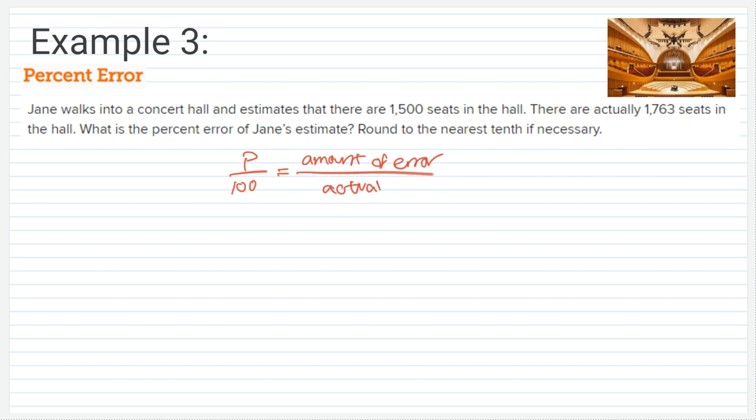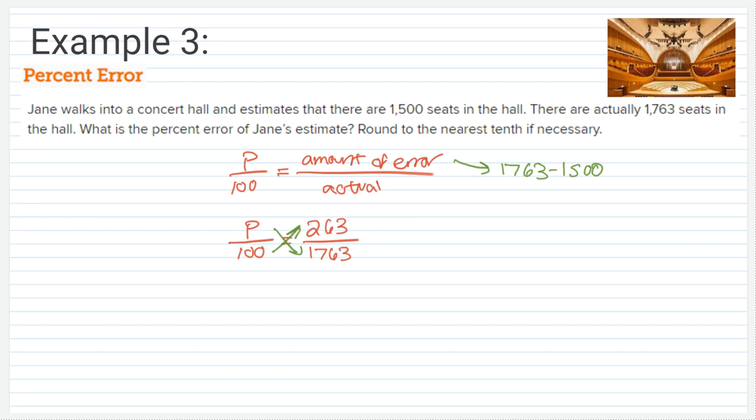I don't know what my percent is, so that's still going to be my unknown. My amount of error, again, is going to be the difference in your two values. So we're going to be doing 1,763 minus 1,500. That's going to tell me a difference of 263. So 263 is my amount of error. The actual is the 1,763. And a lot of times with these percent error questions, they do use those words, the estimate and actual. So make sure you're looking for those keywords. Maybe you have to read through the question a couple of times. But yeah, just make sure that you are looking for the actual to put at the bottom of that proportion there.